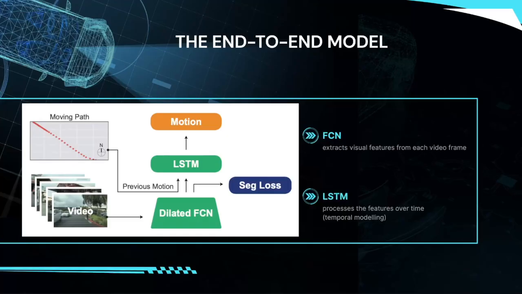The model first takes current video frames and previous vehicle motion such as speed, steering, etc. Then it uses an FCN LSTM network. The fully convolutional network, or FCN, sees the scene, and the long short-term memory, or LSTM, remembers the history of the car's motion. The CNN extracts the visual features while the LSTM processes these features over time to understand motion and context. Finally, the model predicts future driving actions.